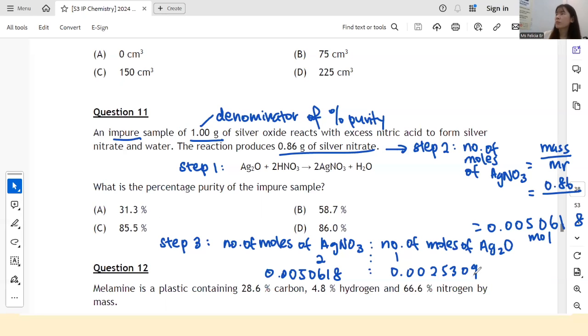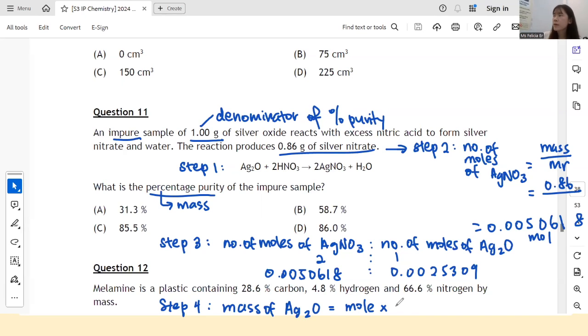Now that we have the number of moles, we move on to step 4. Step 4 is always to answer the question, right? In this case, the question is on percentage purity, and remember I told you percentage purity is always in terms of mass. That's why for step 4, we should calculate the mass of the Ag2O. To calculate the mass, you take the number of moles times Mr. So it would be this number of moles times the Mr. So what's the Mr? Then you just sub it in and calculate.